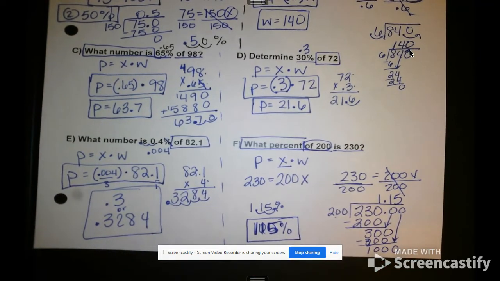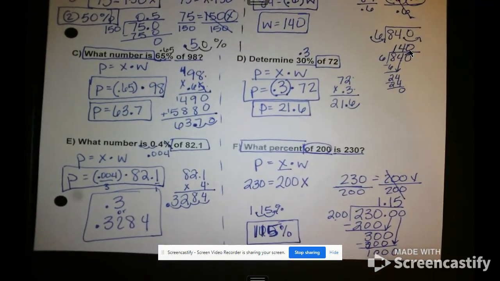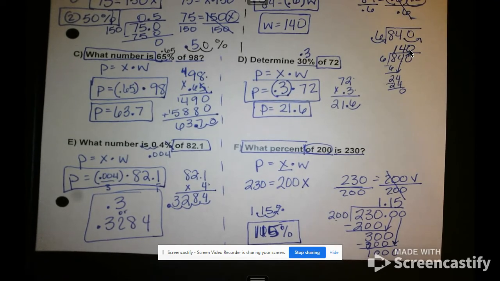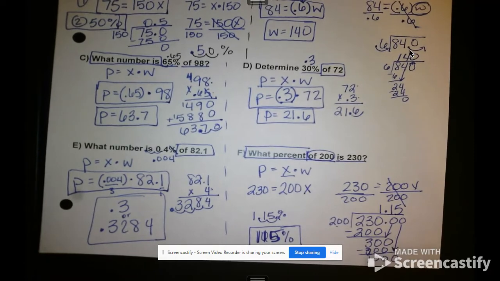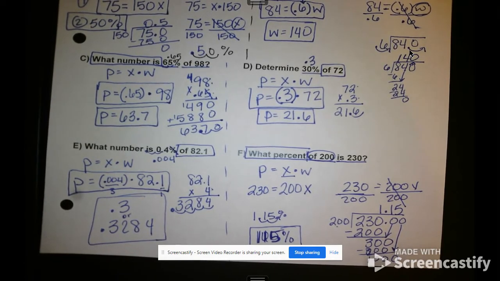So when it's asking for the percent, is that when you divide? Yes, you will divide if it's asking for the percent or the whole. When you don't have the part, that's when you're going to multiply. Any questions so far?